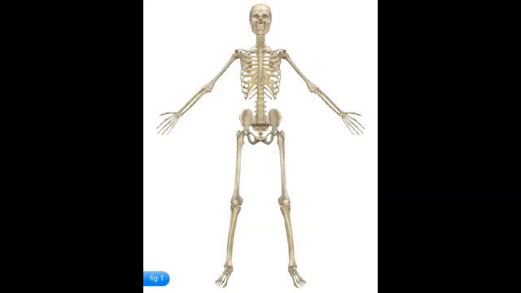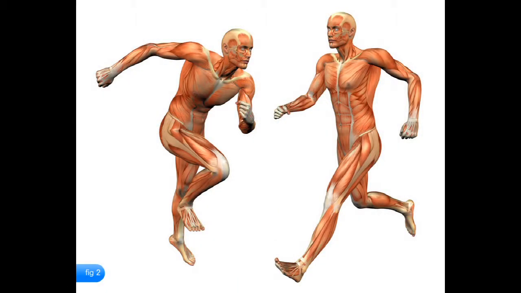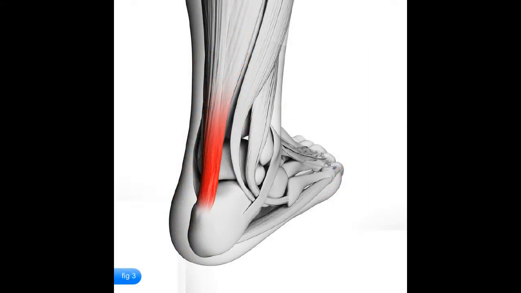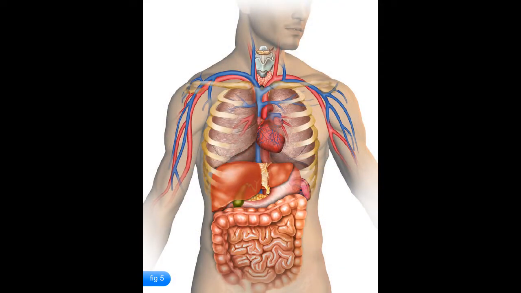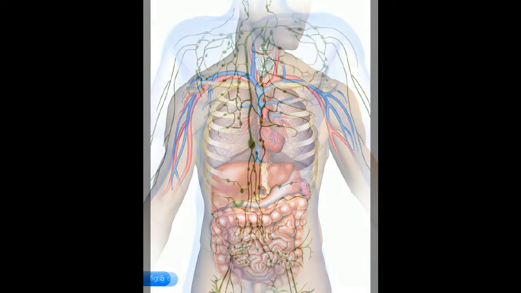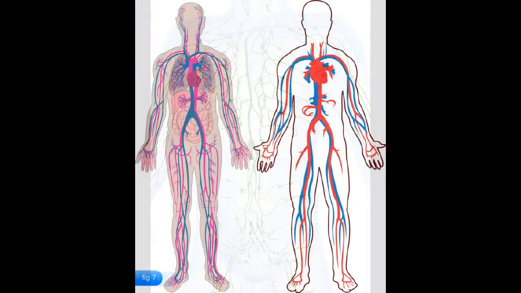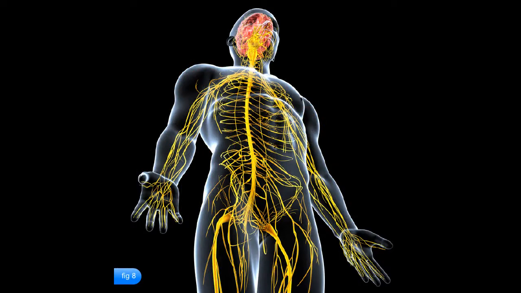Before we talk about fascia, let's have a look at what else is inside the human body. We have the skeletal system, providing support, muscles that help us move, tendons that attach muscle to bone, ligaments attaching bone to bone, many different organs within the body. The lymphatic system, there are many different types of systems. Cardiovascular system, the nervous system, and there are many more.